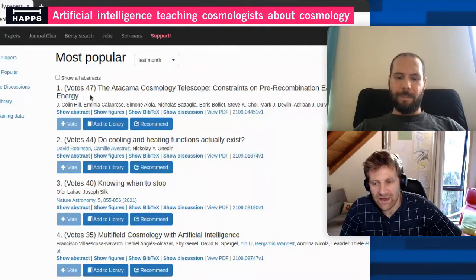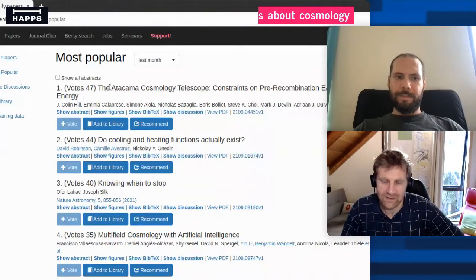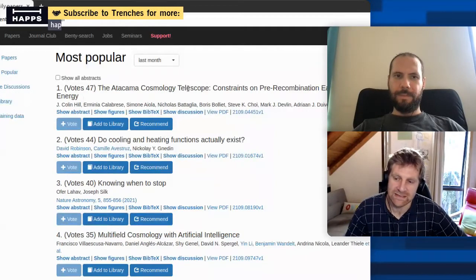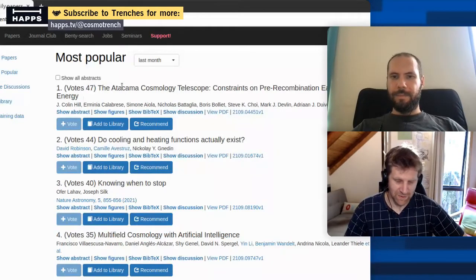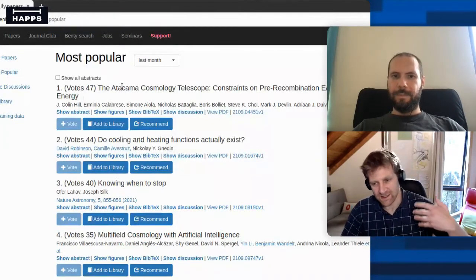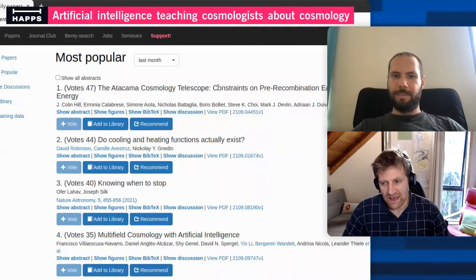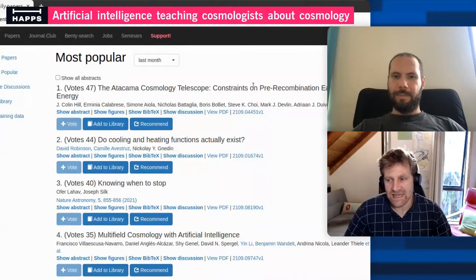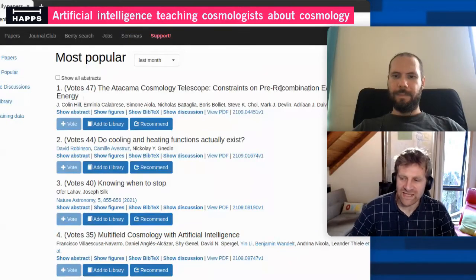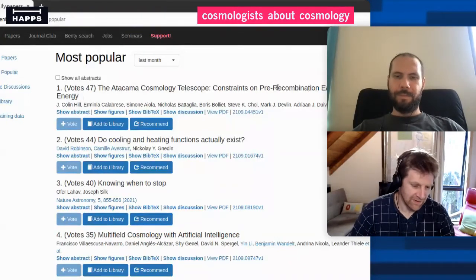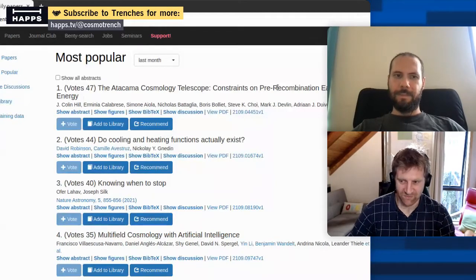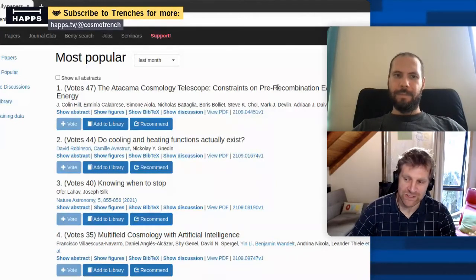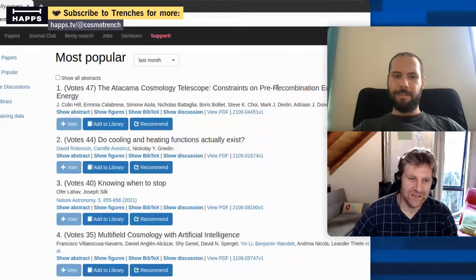So if we want to unpack that a little bit, this Atacama Cosmology Telescope is a telescope in Atacama, which is in the mountains in Chile, and it is measuring the cosmic microwave background, which is a relic from the early universe. And this recombination word is the concept. It's a really poorly termed concept, a bad use of language for cosmology.